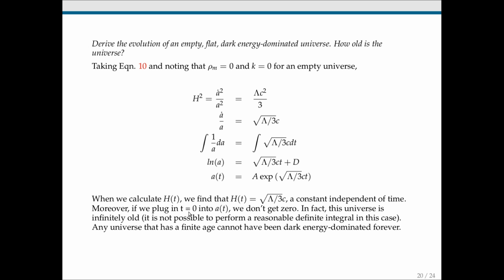Moreover, if we plugged in t equal to 0 here, we don't get 0. In fact, this universe is infinitely old. And by the way, it's not possible to perform a reasonable definite integral in this case. Any universe that has a finite age therefore cannot have been dark energy dominated forever.